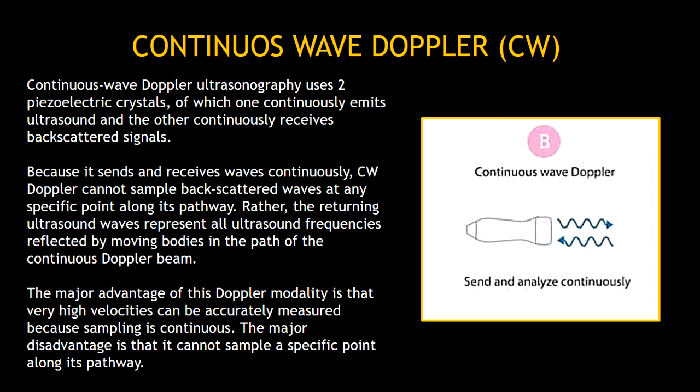continuous Doppler beam. The major advantage of this Doppler modality is that very high velocities can be accurately measured because sampling is continuous. The major disadvantage is that it cannot sample a specific point along its pathway.